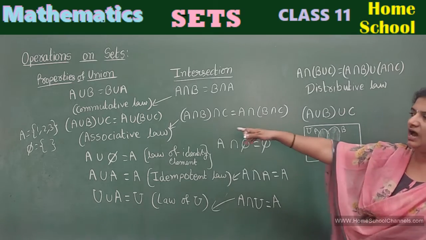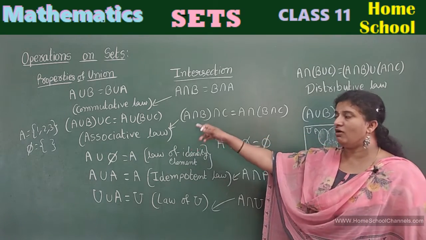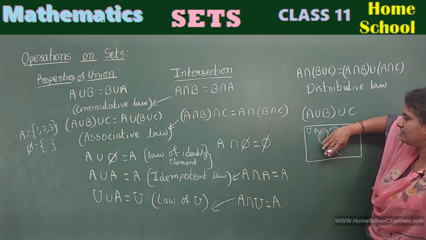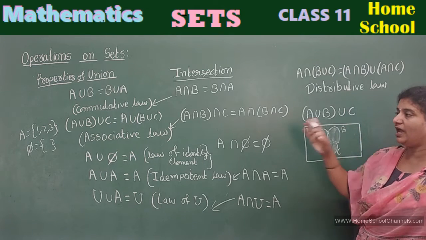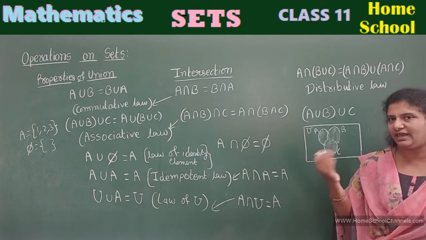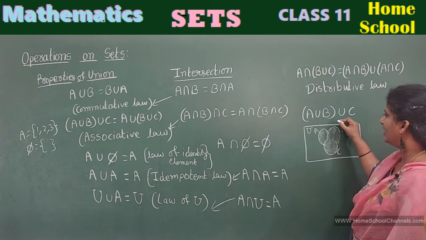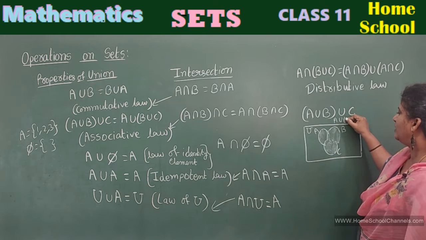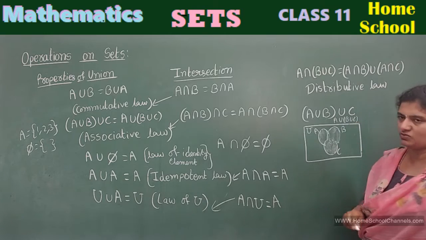Yes. Next, RHS side, what do you have? A union of B union C. That means first you shade B and C. A union means all three circles again you shade. So you can say the same Venn diagram for A union B union C also.